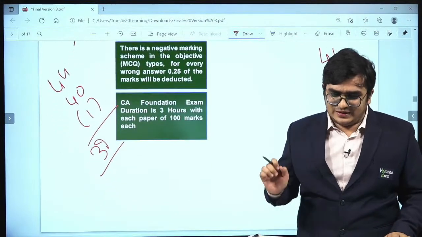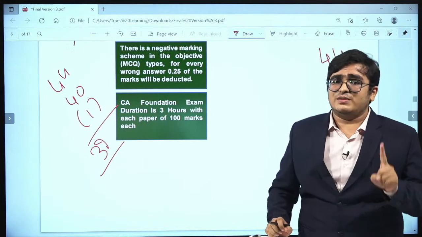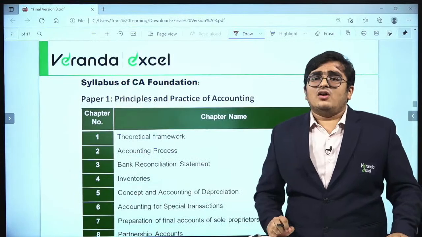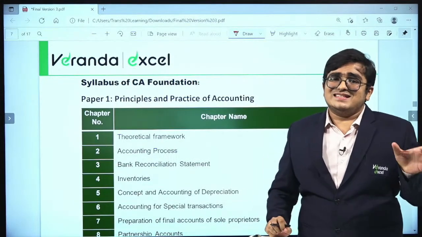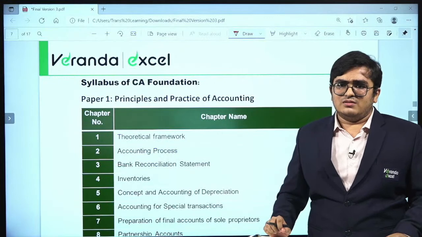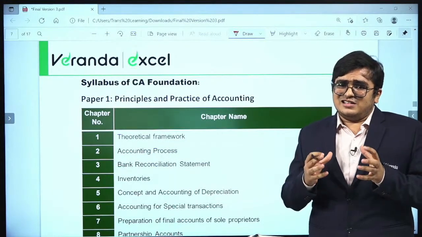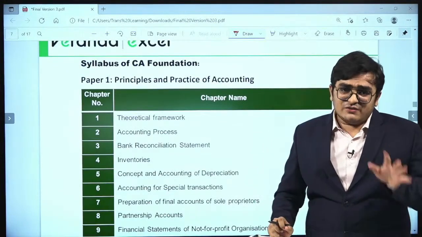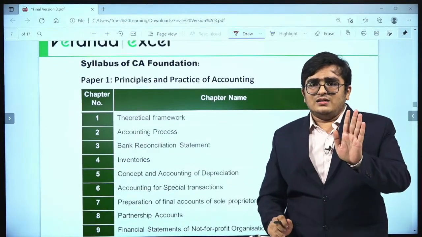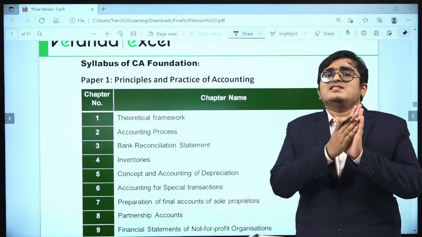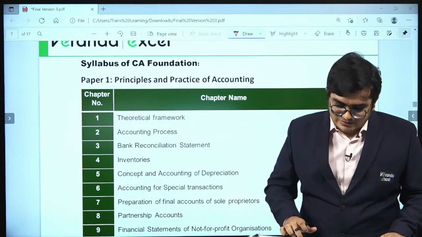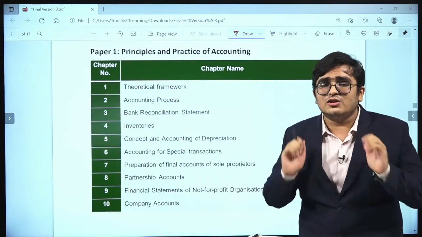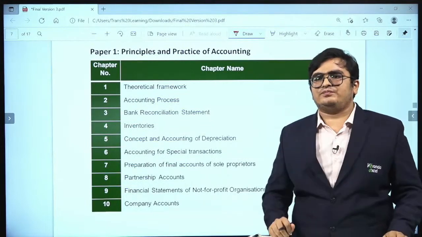And obviously every exam is for 3 hours and each paper is for 100 marks. So now let's get on to the syllabus of CA foundation. Why are we looking at the syllabus per se? Whenever you go to a restaurant, they give you the menu card. So they tell you that this is what you will be served. So this is what ICAI is gonna serve you. This is what they will serve to your brain, and your brain has to take it up.